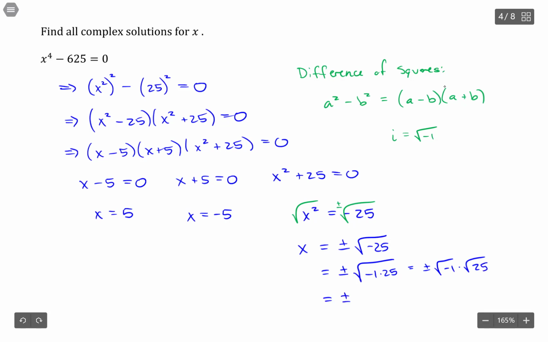And finally, the square root of negative 1 becomes i, and the square root of 25 is 5. So this just becomes 5 times i. So our four solutions here are 5, negative 5, positive 5i, and negative 5i.